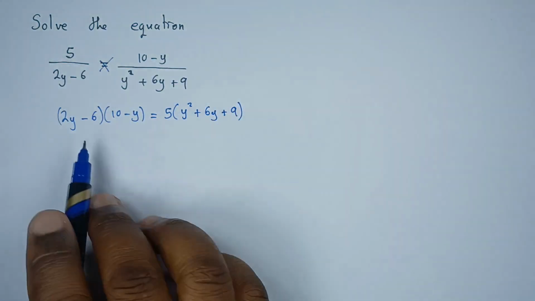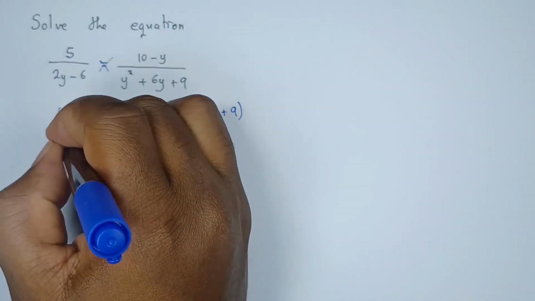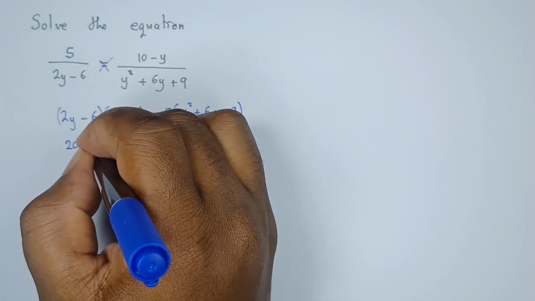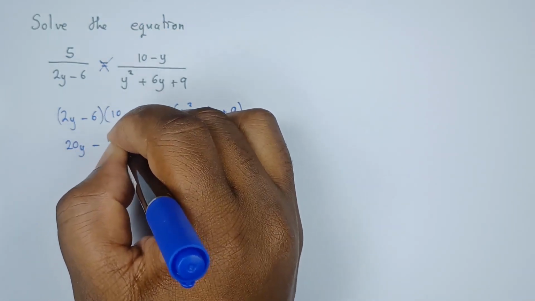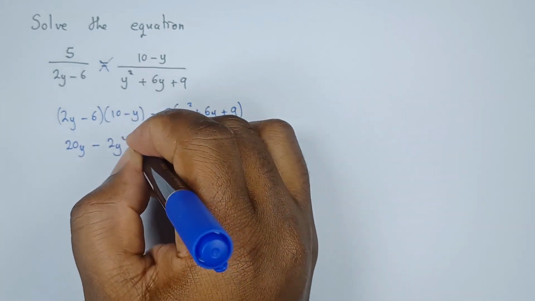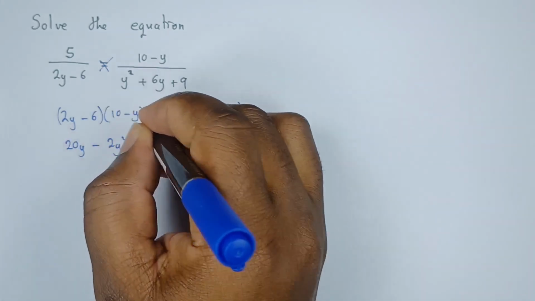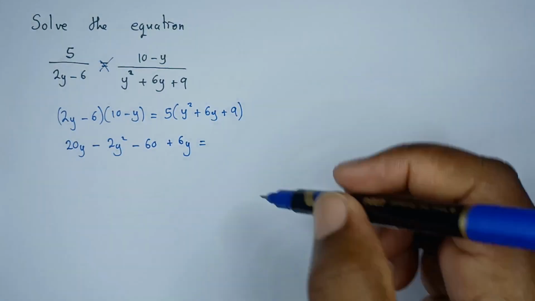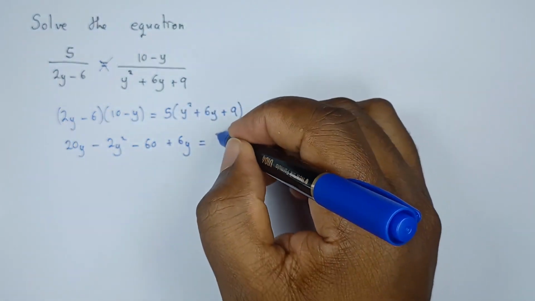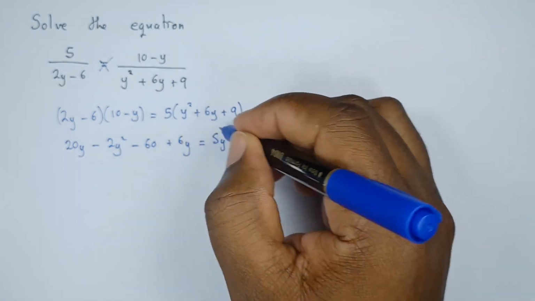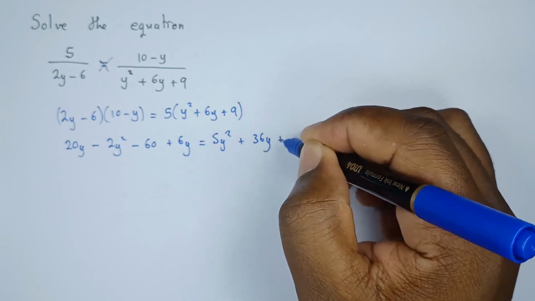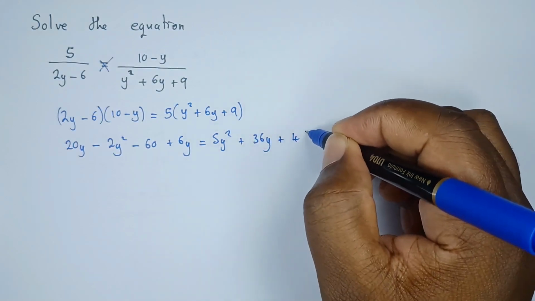If we expand on this side, we'll have 2y times 10 gives us 20y. 2y times y gives us 2y squared. 6 times 10, that is a minus 60. 6 times y is a positive 6y. All this will be equal to, if we expand this side, same thing, we'll have 5y squared plus 36y plus 45.